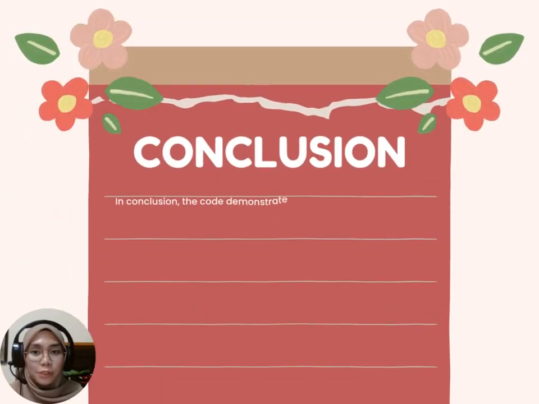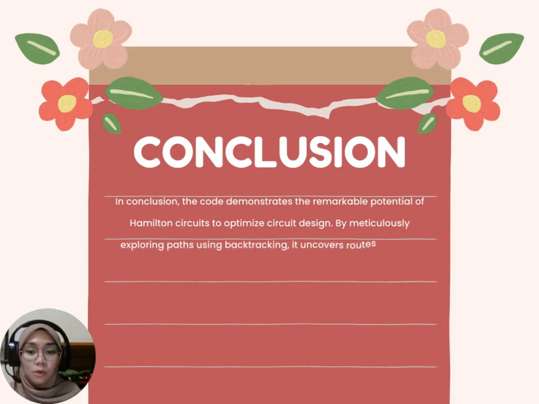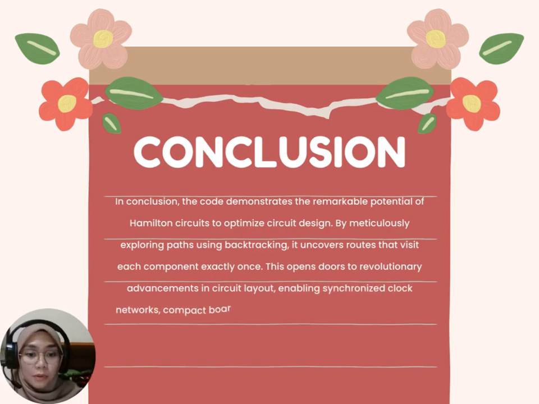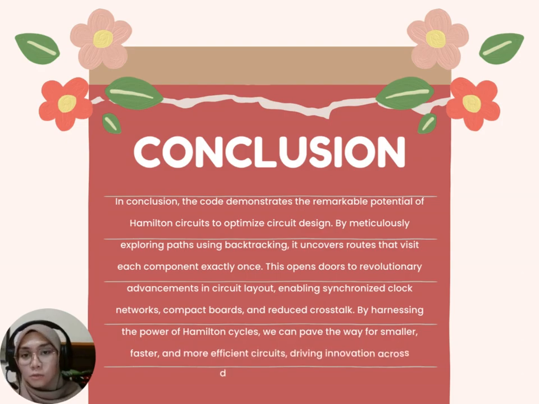Okay, now I will proceed with the conclusion. So the code showcases the power of Hamilton circuits in optimizing circuit design. It systematically explores paths through a graph, ensuring each component is visited only once, and this has significant implications for circuit layout, allowing for synchronized clock networks, compact boards, and minimized crosstalk issues. Leveraging Hamilton cycles can lead to smaller, faster, and more efficient circuits, fostering innovation across various technologies.